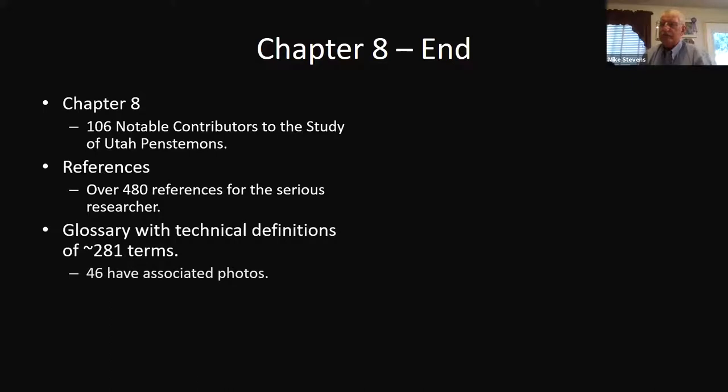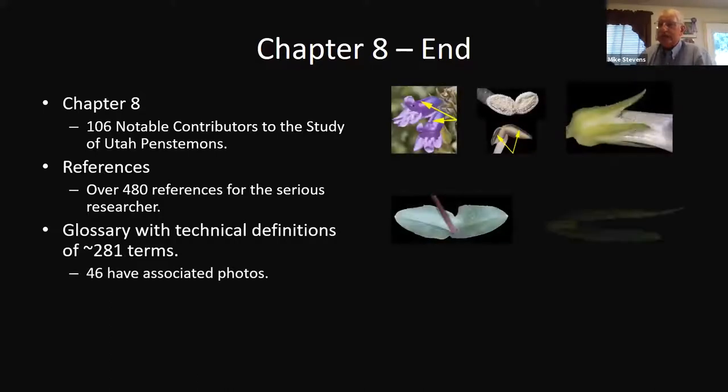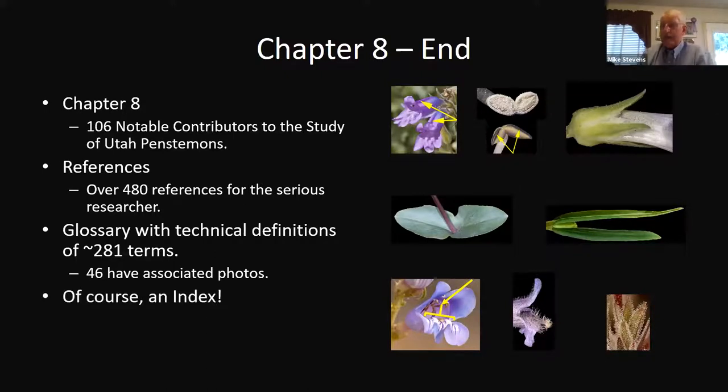The glossary is approximately 281 terms. 46 have associated photos, which I'm showing over on the right side right now. So if we talk about a particular term, we have a photo of it over on the right side in at least 46 instances. And then we have an index at the very end. So that gives you a little thought about it.